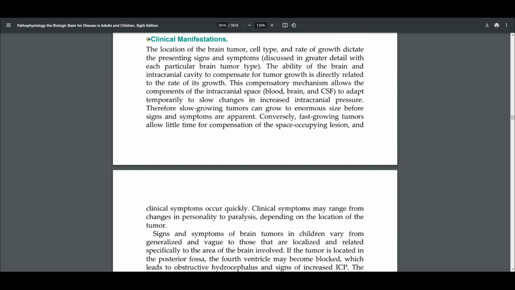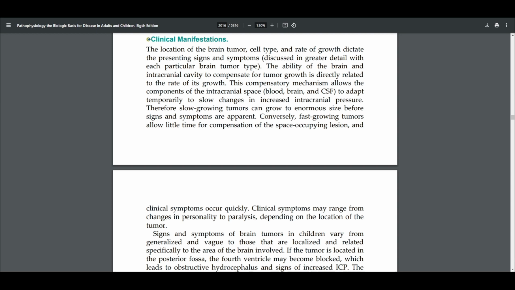Clinical manifestations. The location of the brain tumor, cell type, and rate of growth dictate the presenting signs and symptoms. The ability of the brain and intracranial cavity to compensate for tumor growth is directly related to the rate of its growth. The compensatory mechanism allows the components of the intracranial space to adapt temporarily to slow changes in increased intracranial pressure. Therefore, slow-growing tumors can grow to enormous size before signs and symptoms are apparent. Conversely, fast-growing tumors allow little time for compensation of the space-occupying lesion, and clinical symptoms occur quickly.